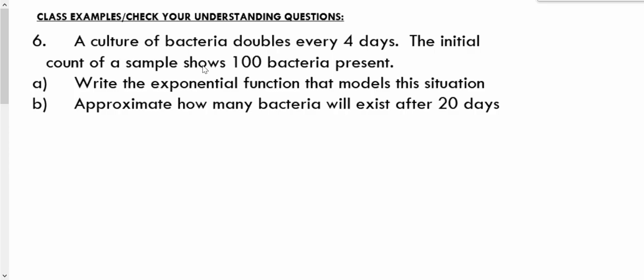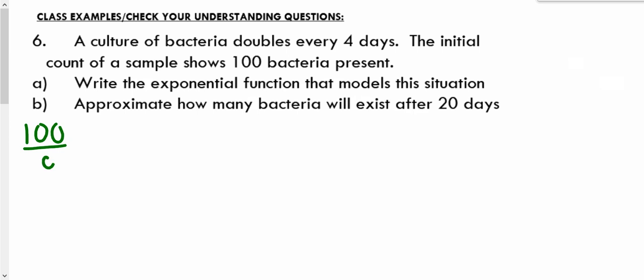All right, so here's a very common example. A culture of bacteria is doubling every 4 days. Okay, so that's all we know. We don't know the daily growth rate. We just know that every 4 days it doubles in whatever it was. So if they're telling us that initially on whatever day this was, something had 100 bacteria present. So let's think about that. Let's say today, whatever today is, there's 100 bacteria present.